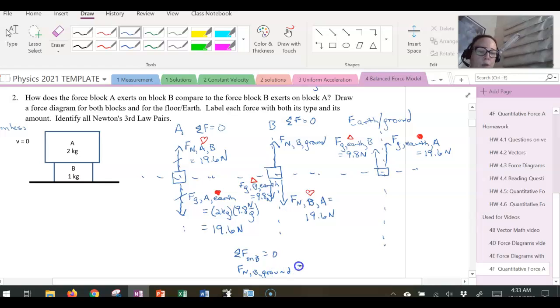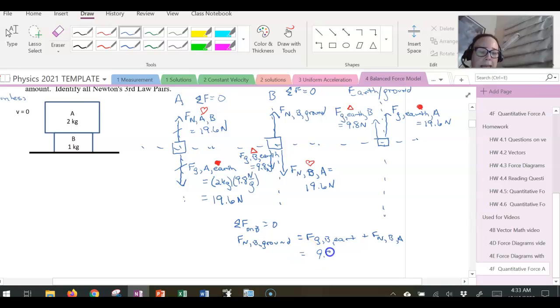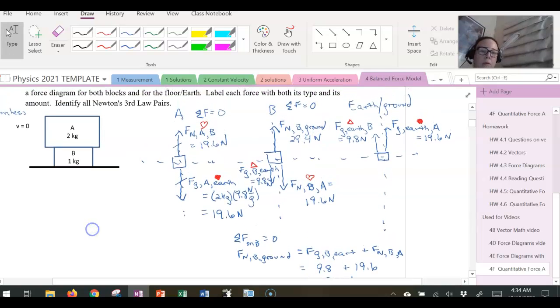the two forces that are pointing down, which are the gravitational force on B by the Earth and the normal force on B by block A. So if I add the 9.8 plus the 19.6, I'll get the total of that normal force. It's 29.4 newtons. When I do this, I have as much force going up on B as I have going down, and so all of the forces on block B have balanced, and the net force is 0.